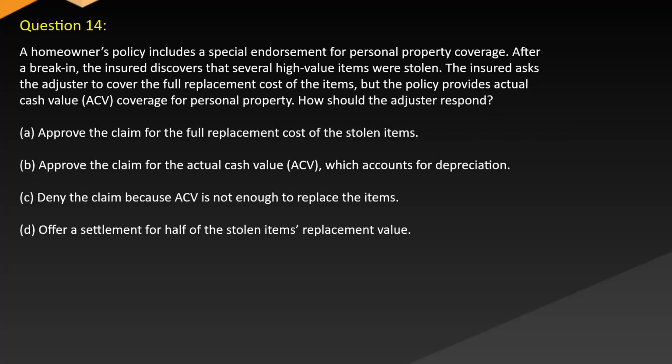Question 14. A homeowner's policy includes a special endorsement for personal property coverage. After a break-in, the insured discovers that several high-value items were stolen. The insured asks the adjuster to cover the full replacement cost of the items, but the policy provides actual cash value, ACV, coverage for personal property. How should the adjuster respond? A. Approve the claim for the full replacement cost of the stolen items. B. Approve the claim for the actual cash value, ACV, which accounts for depreciation. C. Deny the claim because the ACV is not enough to replace the items. D. Offer a settlement for half of the stolen items' replacement value.